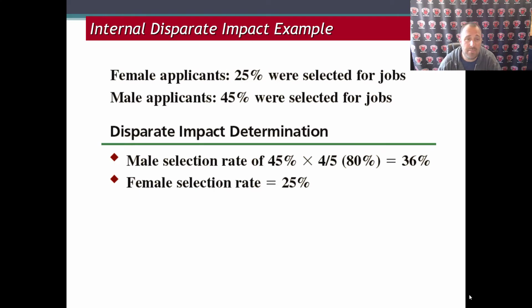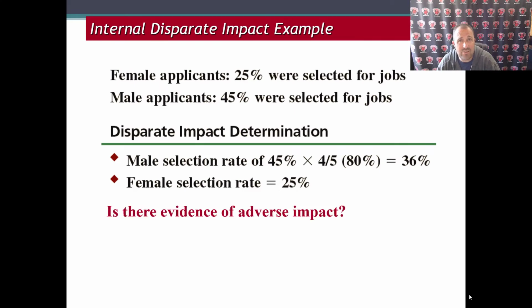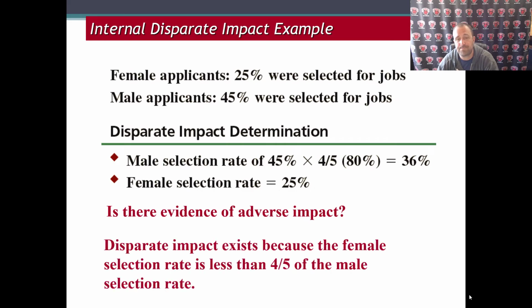In this case, I'm selecting women at a rate of 25%. So yes, there is statistical evidence for adverse impact. Of every 100 men that apply, I hire 45. Of every 100 women that apply, I hire 25. That's a big enough gap. It's below the threshold, the 80%, to say, yep, it looks like adverse impact here.